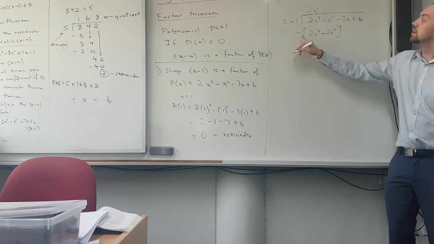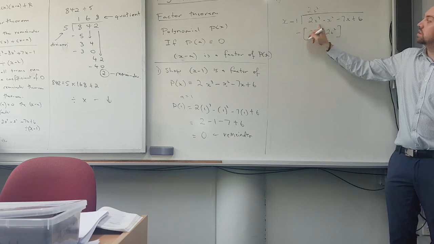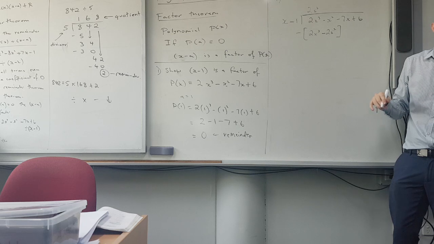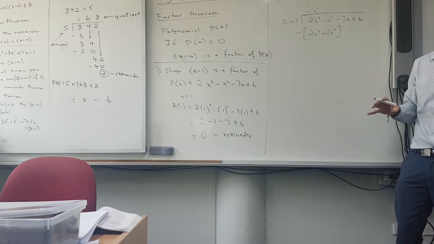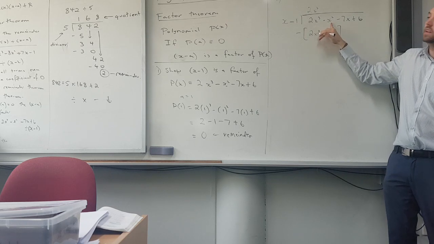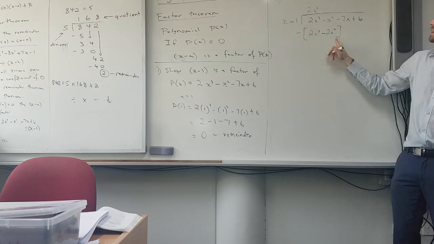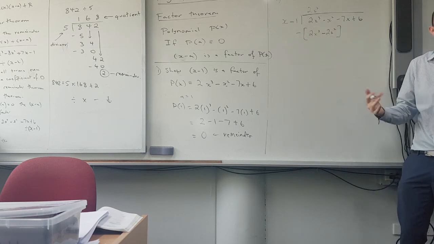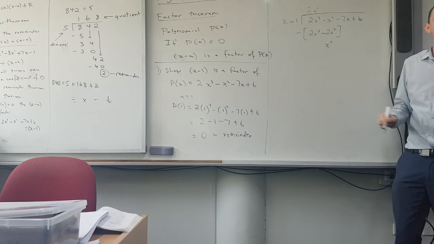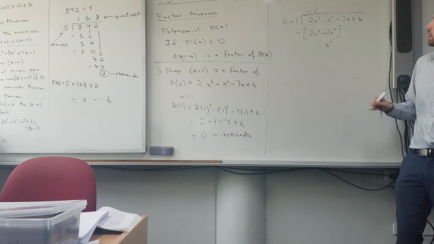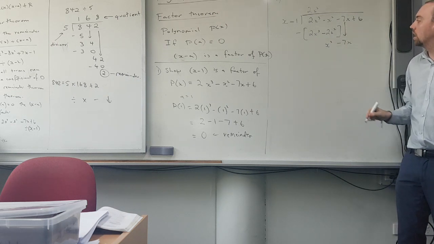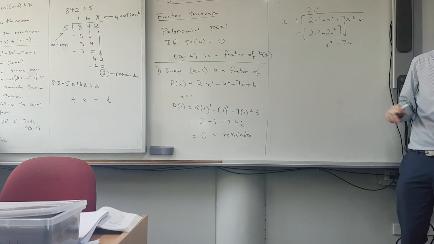Keep carrying on. 2x cubed take 2x cubed is 0, which is what we wanted. And now I'm doing negative x squared take negative 2x squared. So I'm adding 2x squared, not taking it away, and I get x squared. Bring the next term down. And then continue to divide.